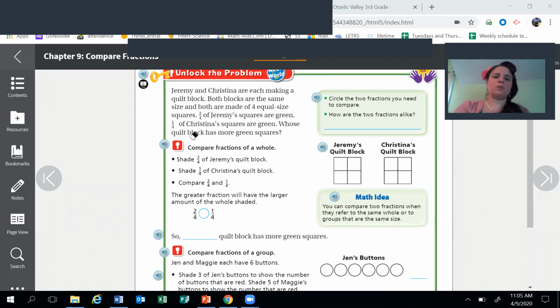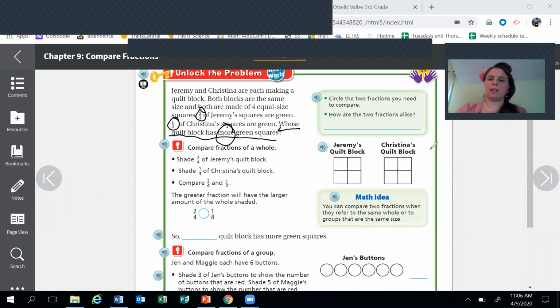So what we always do first is we go ahead and underline what it's asking us to find. And I'm actually going to circle the word more, okay? Because we've got to figure out which one is more. And then you're going to circle the important information. And now we've got to try and figure this out.